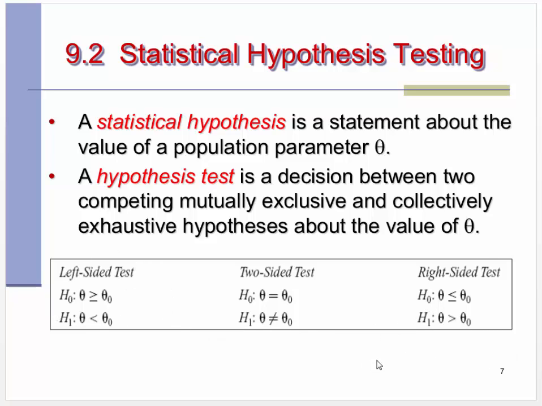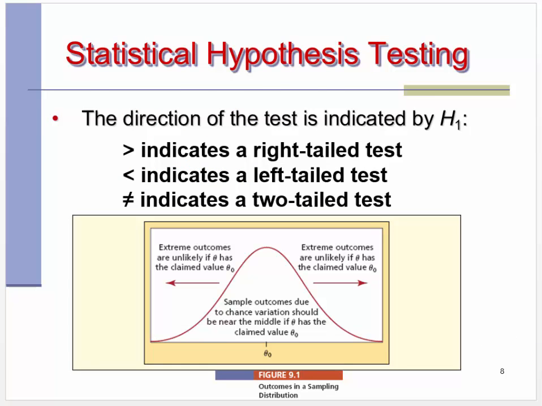Okay? How do we distinguish between left-sided test and right-sided test? You can look at this little trick here. You can look at the arrow on H1. In here, H1, the less than arrow is pointing to the left. This is the left-sided test. For H1 here, the arrow is pointing to the right. It's a right-sided test. Okay? So basically, the direction of the test is indicated by H1.